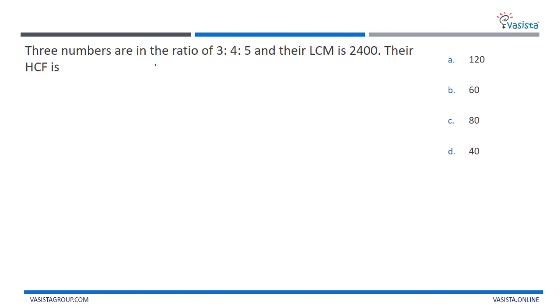Three numbers are in the ratio of 3:4:5 and their LCM is 2400. Their HCF is what? That is the question. They have given the options 120, 60, 80 and 40. Now what they have given? They have given three numbers as well as LCM. So the LCM of these three numbers is equal to 2400, correct?